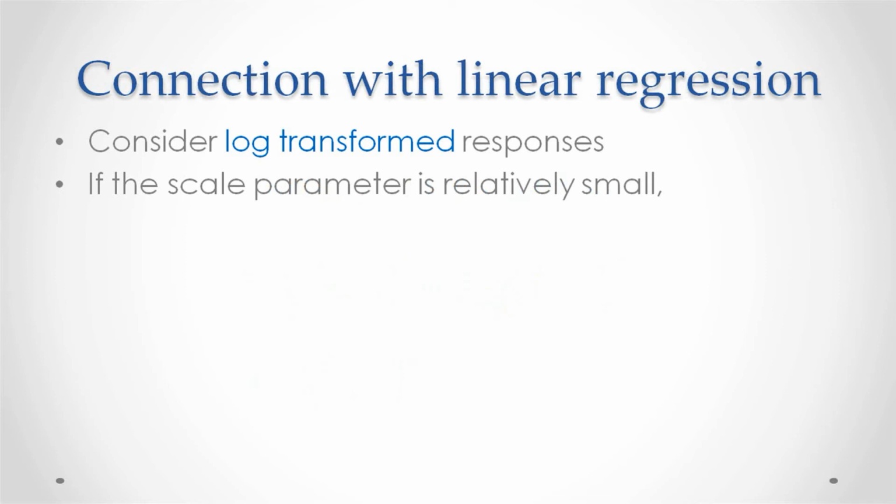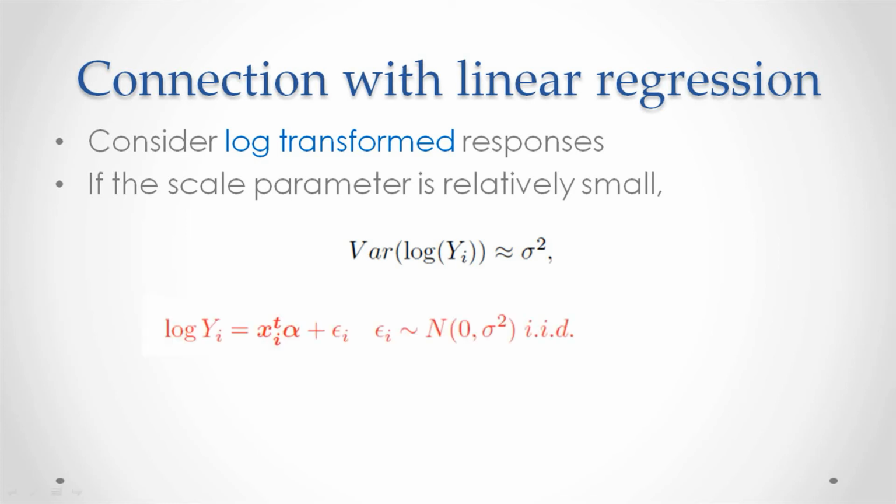Connection between gamma regression and linear regression. We wish to relate gamma regression with a log link to a linear model on the log scale. Let us consider the log transformed responses and assume that the scale parameter is relatively small. In this case, we have variance of log yi approximately sigma square, and therefore we can use log of yi equal to xi prime alpha plus ei with the assumption that ei follows normal 0 sigma square.